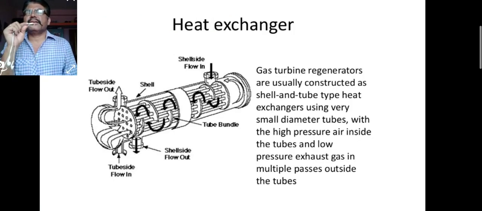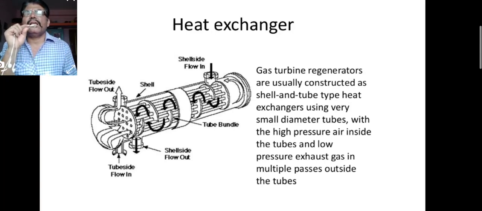The next, this is the heat exchanger. We should always know about the heat exchanger. A heat exchanger is provided in many of the methods of improvement, that is in regeneration, also in reheating, and also in intercooling. The gas turbine regenerators are usually constructed as a shell and tube type heat exchanger using very small diameter tubes, with high pressure air inside the tubes and low pressure exhaust gas in multiple passes outside the tubes. Outside of it is the shell and inside of it the number of tubes. So this is nothing but the heat exchanger.